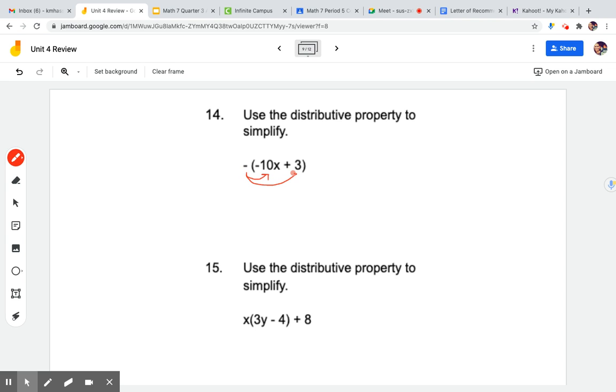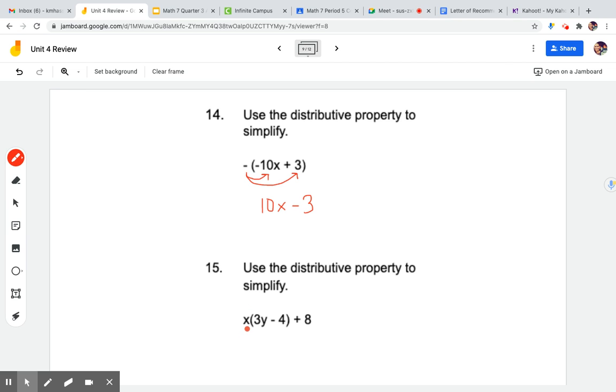Number 14, we're going to distribute that negative through the parentheses. You could also think of that negative sign as the opposite of. So I'm going to take the opposite of everything in the parentheses. That negative 10 becomes a positive 10x. And that plus 3 becomes minus 3. And that's it. That's as far as we can take it.